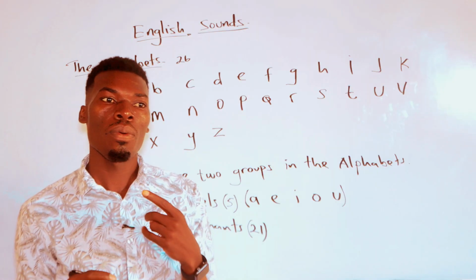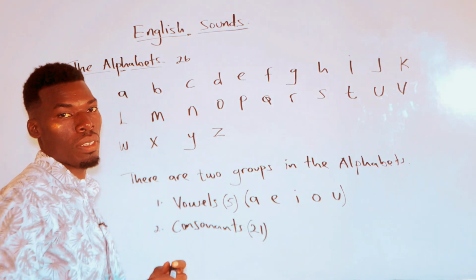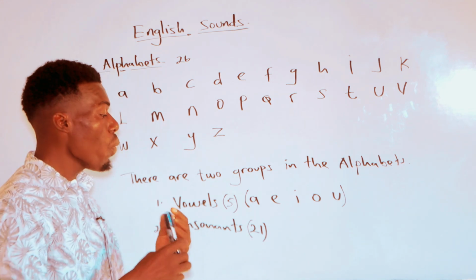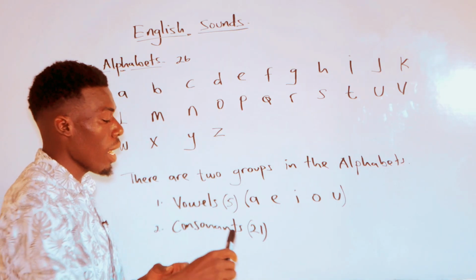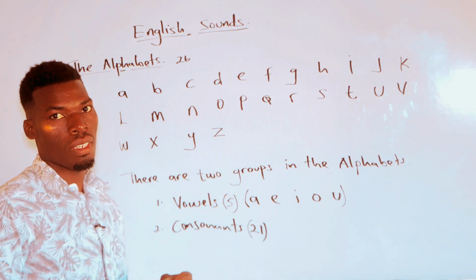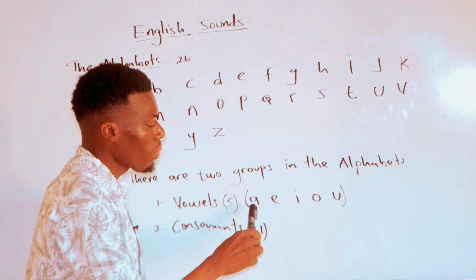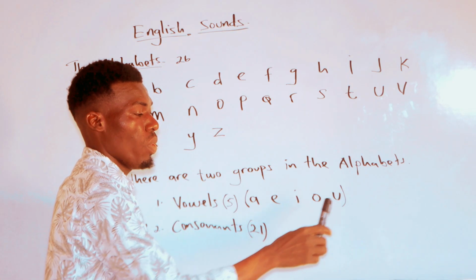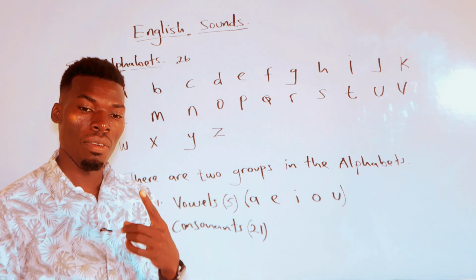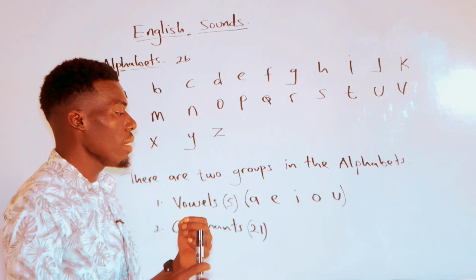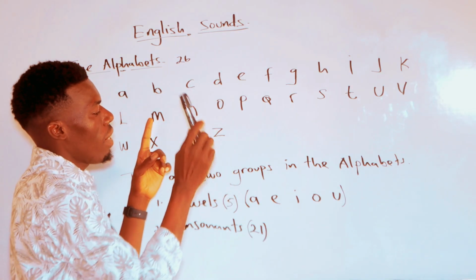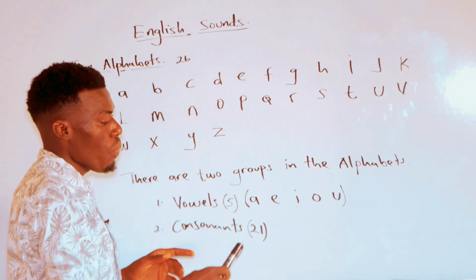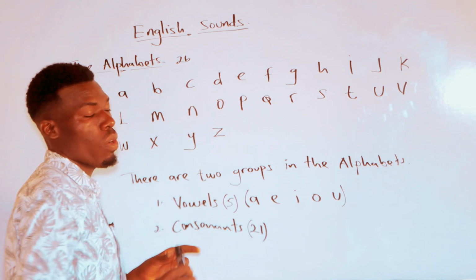Now, it is also important for you to know that in the alphabet letters, we have two groups. Group number 1, we have the vowels. And group number 2, those are the consonants. We have 5 vowels and 21 consonants. The 5 vowels are A, E, I, O, U. Those are the 5 vowels. And when we take the vowels and subtract them from the 26, we remain with 21 consonants.